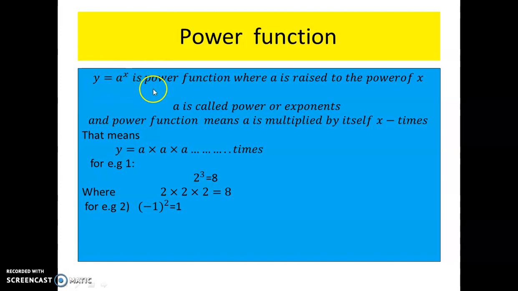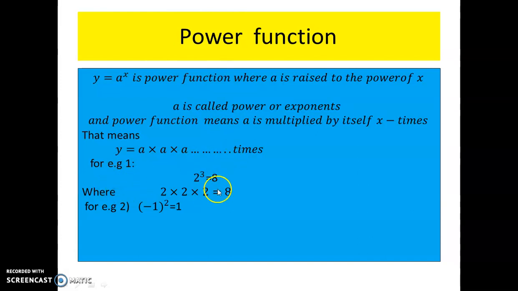Y is equal to a raised to x is the power function, where a is raised to the power of x, and x is called the power or exponent. Just as we discussed the exponent here, that is also called the power. Power function means a is multiplied by itself x times. Means what? Y is equal to a into a, up to however many times they declare.